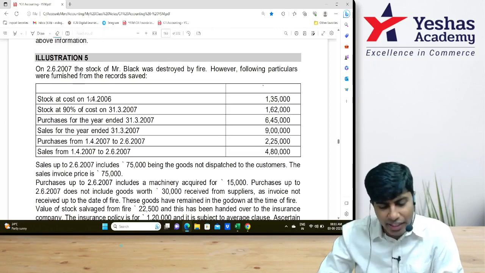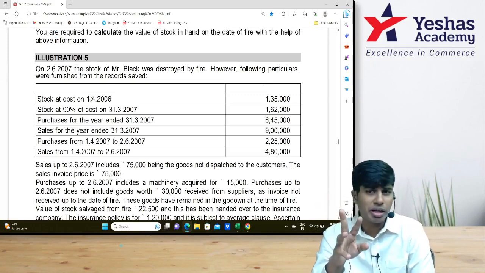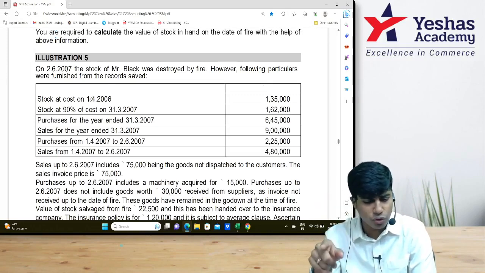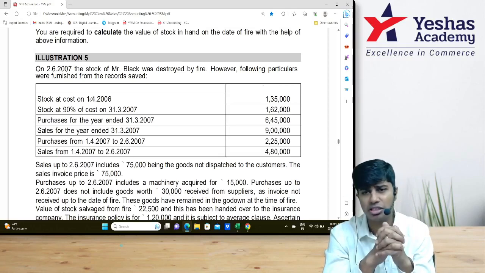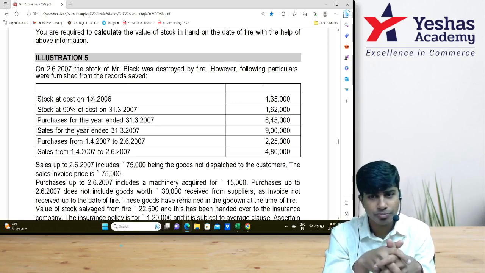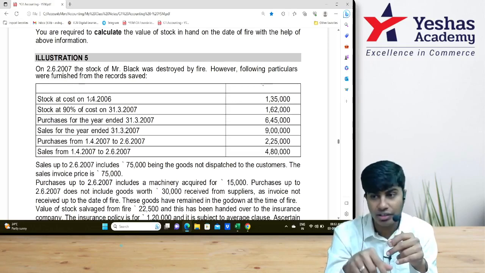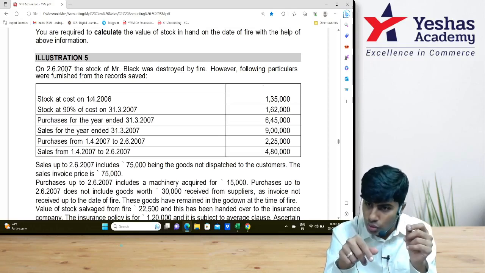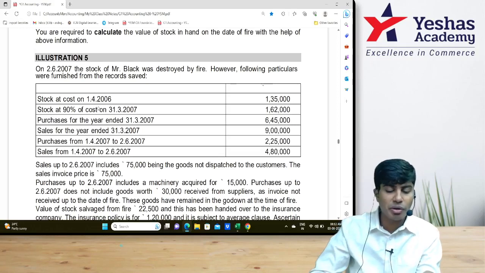They've given all the data, stock at cost. We need to prepare a memorandum trading account till the date of fire, till 2nd of June. They've given everything as 1st of April, 31st of March. So year end is 31st March. So tell me what is the period for which we need to prepare the memorandum trading account? From 1st of April 2007 to 2nd of June 2007. So we want only 2007's data. They've given 1st of April 2006.